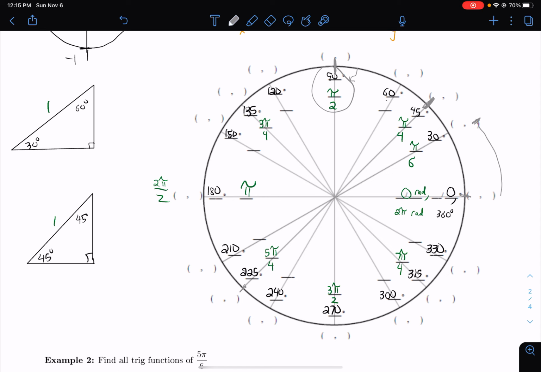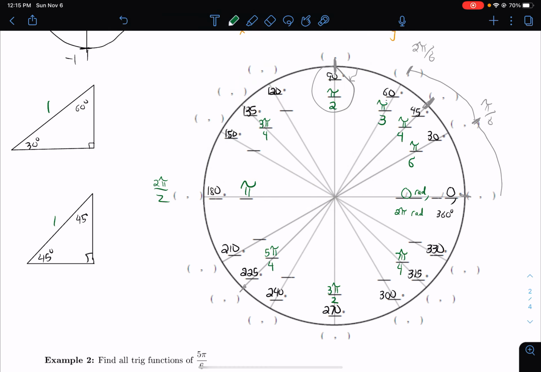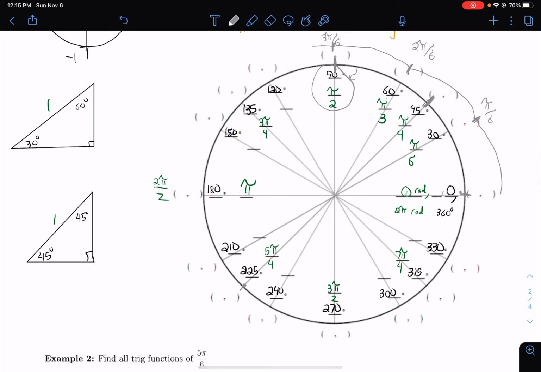If I go another 30 degrees, that puts me over here. So this would be pi over 6. This would be 2 pi over 6 if I go another 30 degrees. Well, 2 pi over 6 simplifies to pi over 3. So 60 degrees is pi over 3. If I go another pi over 6, that puts me here, 3 pi over 6. That simplifies to pi over 2. Now, if I go another pi over 6, another 30 degrees, that puts me at 4 pi over 6, and that simplifies to 2 pi over 3.